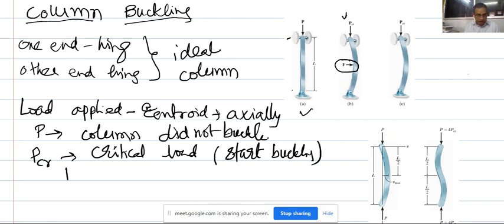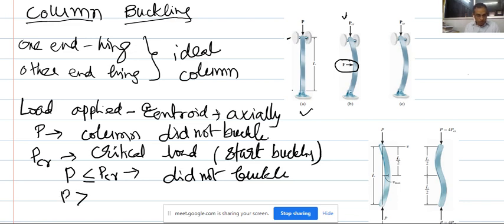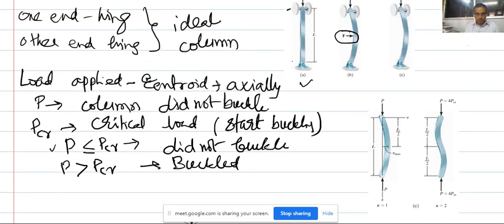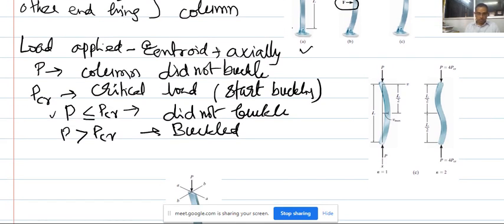but for any P less than or equal to PCR, the column does not buckle, even at the point of PCR. A value of P more than PCR starts buckling, it is buckled. So, now exactly I cannot say that after PCR, 1 gram or 2 gram of additional load, the column has started to buckle. Okay, very important. Up to P less than or equal to PCR, the column does not buckle. Beyond that it is going to buckle, that we will see.